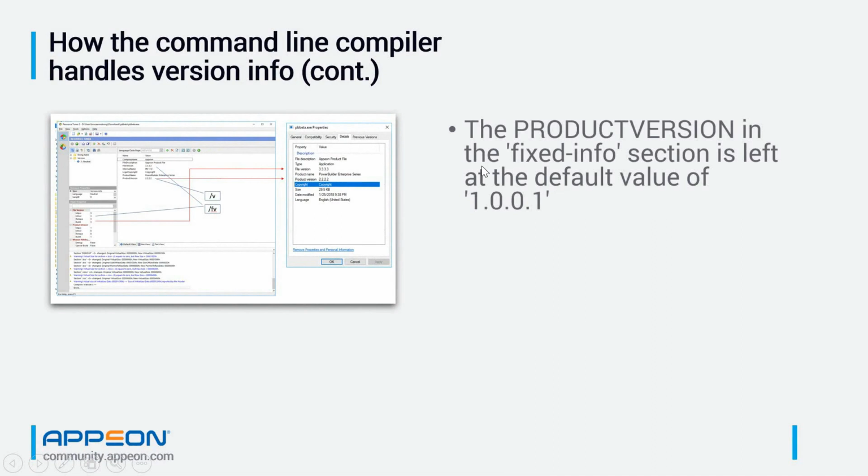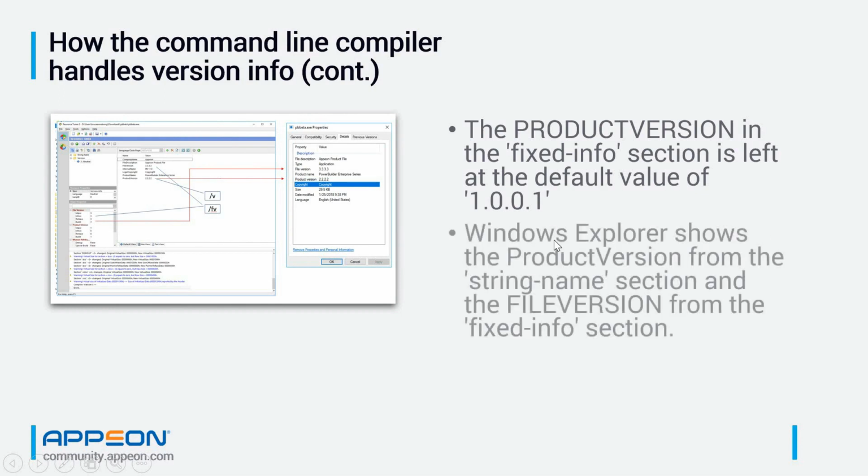The next slide indicates what the issue is. So here, down here is product version. That got left set to 1.0.0.1. Now, if you use the command line compiler, that will always be the value that you'll have for the product version.